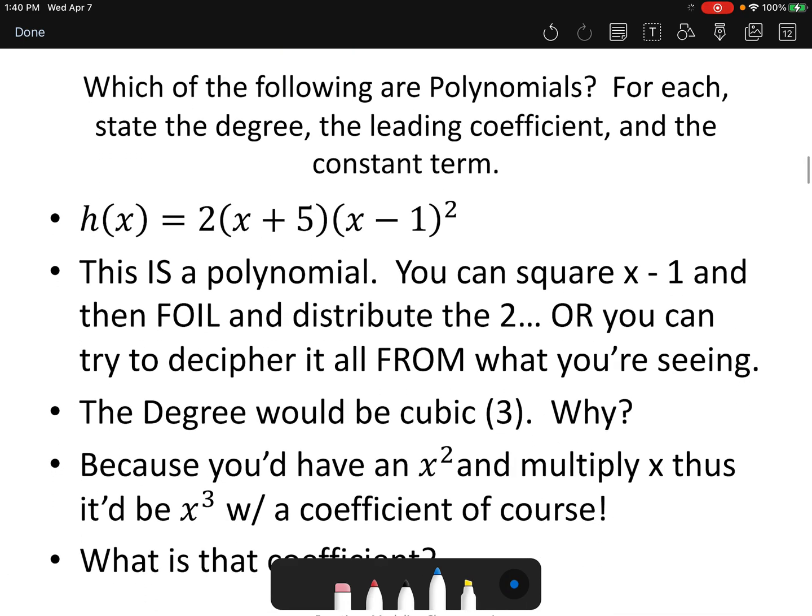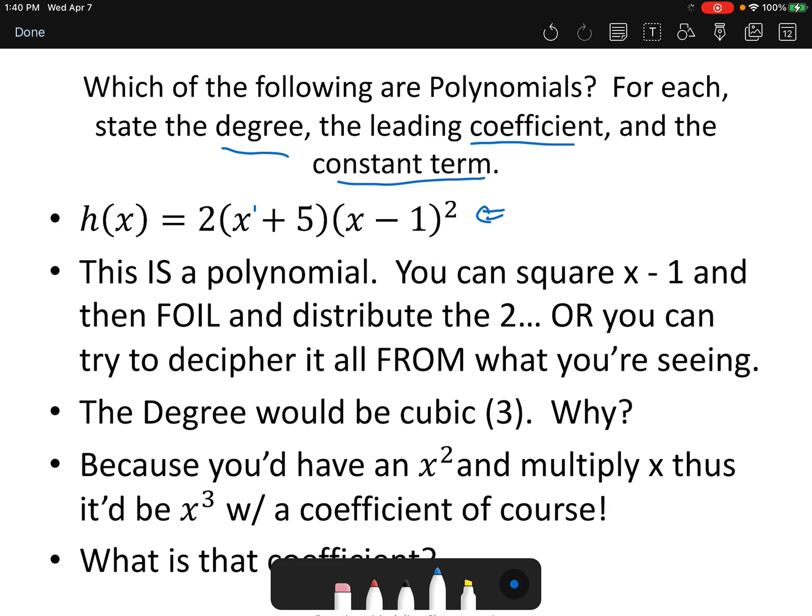So what about this one? 2 times x plus 5 times the quantity x plus 5 times the quantity x minus 1 squared. Now we're supposed to state the degree, the leading coefficient, and the constant term. Holy cow. Now you can read through this with me if you'd like. This is a polynomial because we can square x minus 1 and then FOIL and distribute the 2, or we can try to decipher it all from what we see here.